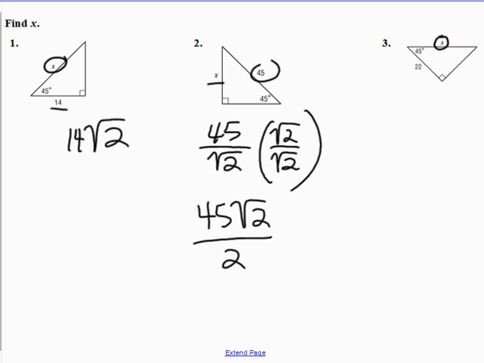Again, here we've got the hypotenuse is x and the leg is 22. So then that's the easy one. It's 22 radical 2. Nice for a little warm up.